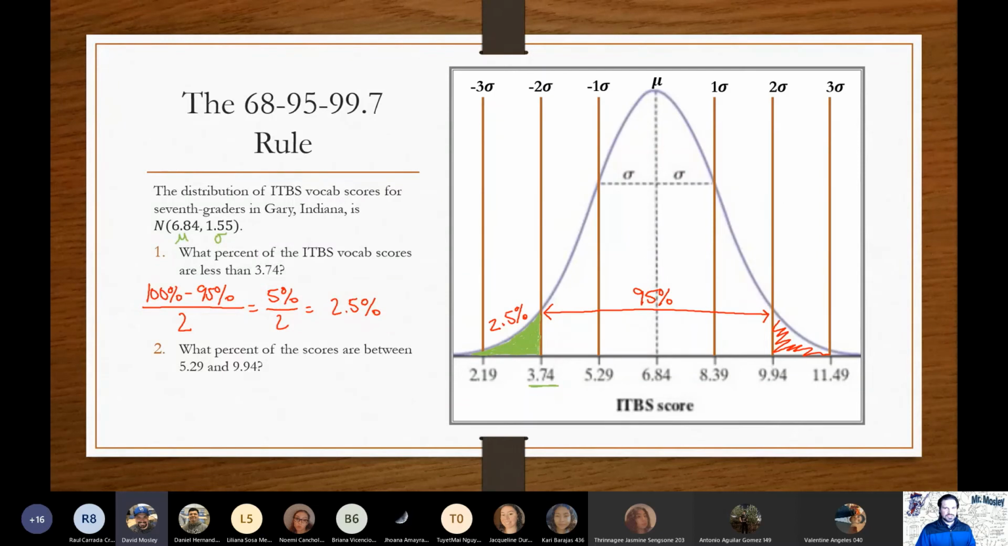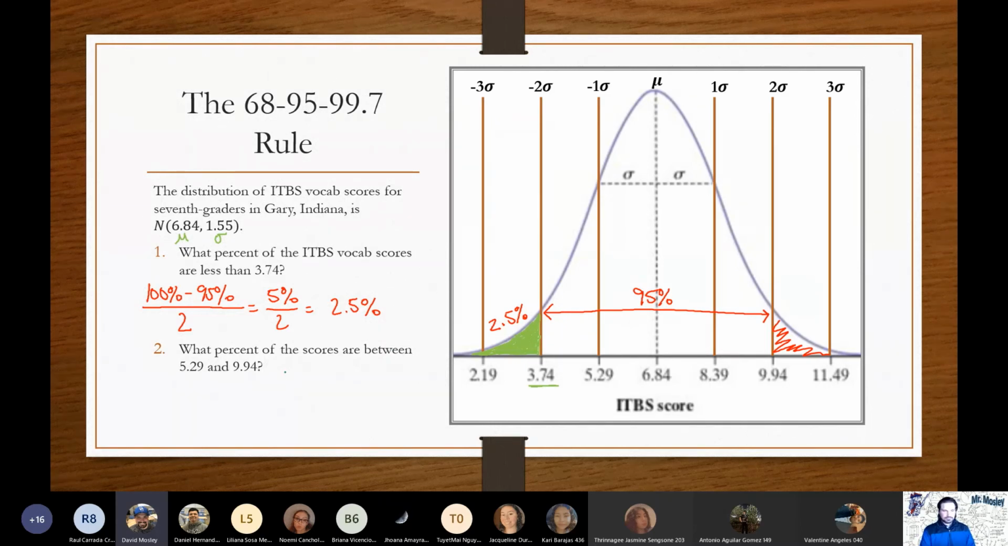Any questions on question number 1 or example number 1? All right.